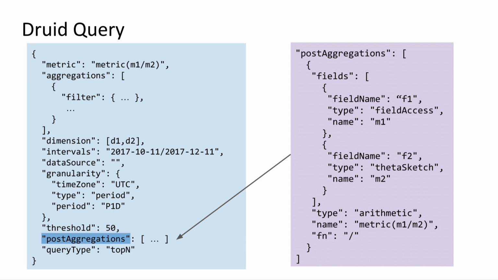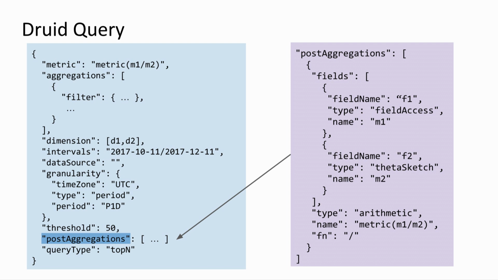Then in the post-aggregation, after the aggregation, if you still want to compute on top of it, like some mathematical function on top of the aggregated result, you can do the post-aggregation here. We use the F1 field as metric M1 and the F2 field as metric M2, and we divide both of them and get the result for each granularity. We compute the metric for each granularity, like every day, what's the value of the metric.